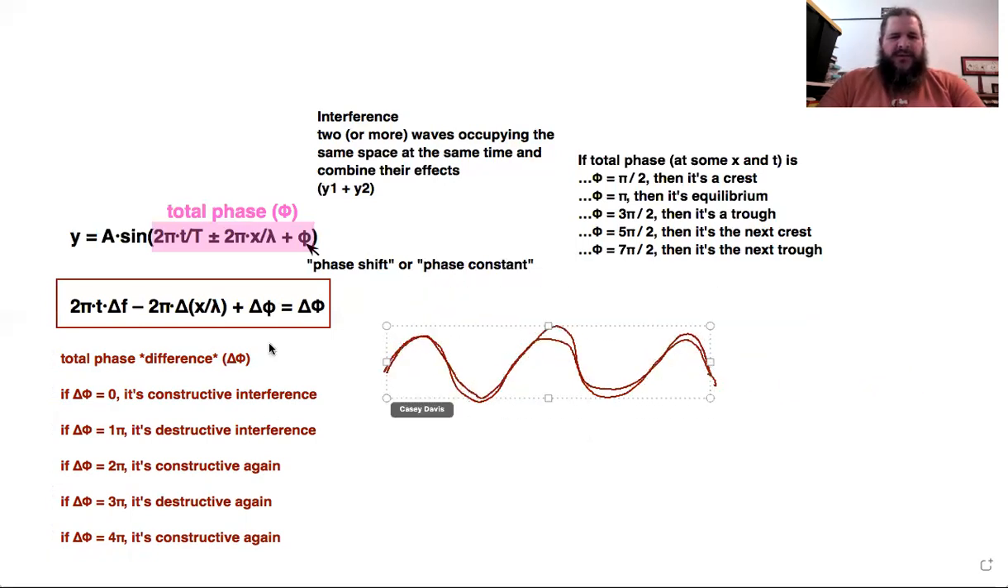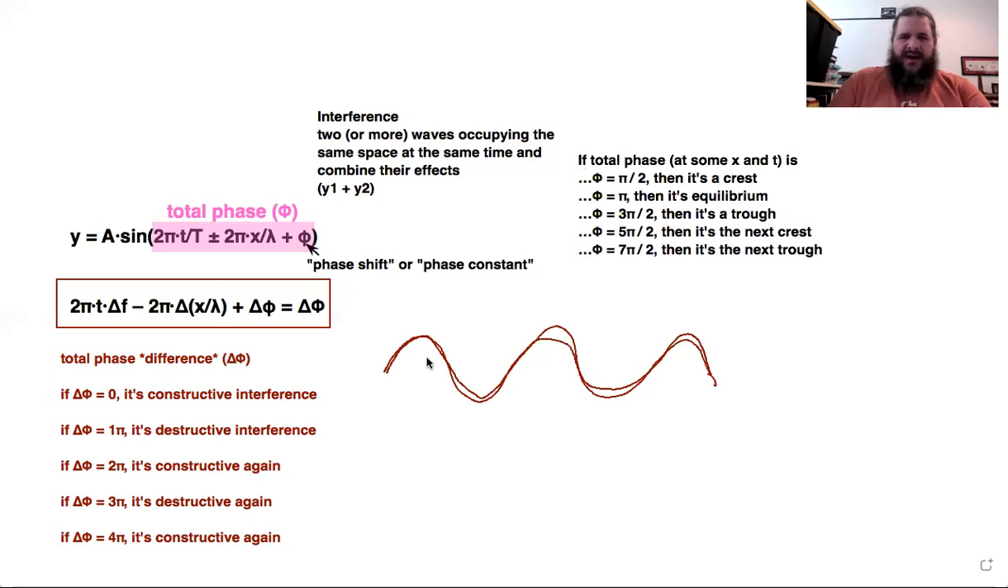And what's the pattern here? When do we get destructive versus when do we get constructive in terms of difference in total phase? What do you notice about all of these constructive values? Yeah, the even ones, even multiples of pi are constructive. Odd multiples of pi are destructive. Because 2 pi is a whole cycle. So any even multiple of pi is a whole number of cycles. Any odd multiple of pi is exactly something and a half cycles.